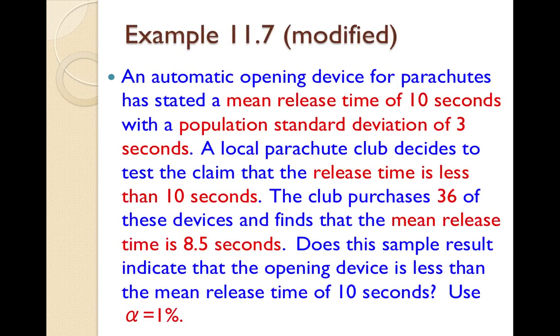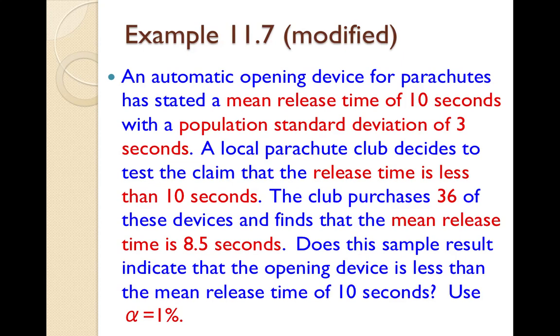And it's taken from the textbook, but it's slightly modified from the example in the textbook. So if you look at 11.7 in your text, you may see something slightly different than what we're going to do here. An automatic opening device for parachutes has stated a mean release time of 10 seconds with a population standard deviation of 3 seconds.